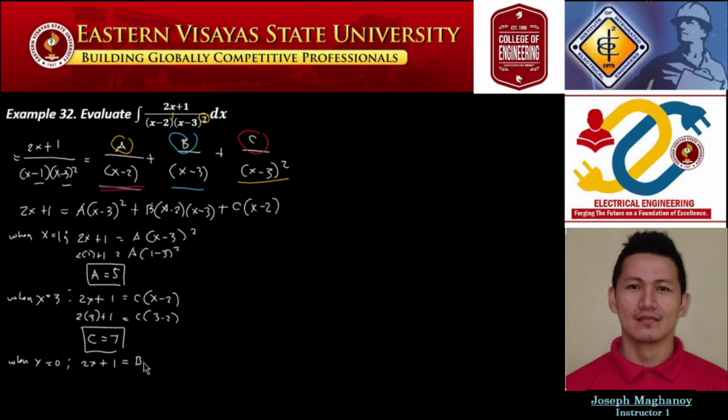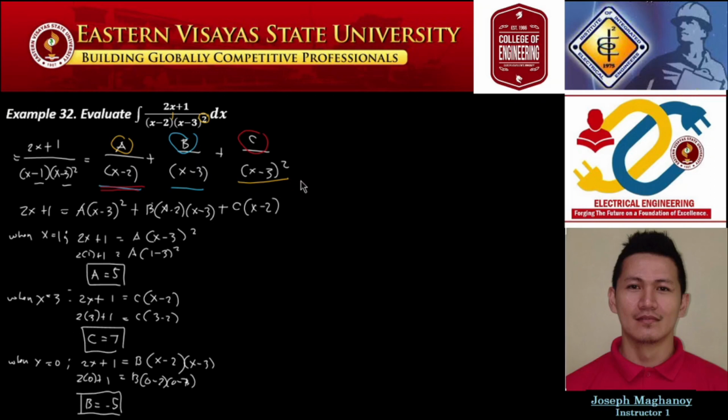That is B times x minus 2 times x minus 3. Okay, substituting the value of your x, which is 0, that is 2 times 0 plus 1 equal to B times 0 minus 2 times 0 minus 3. Solving for your B, you can have negative 5. Okay, we already have values for your A, B, and C.